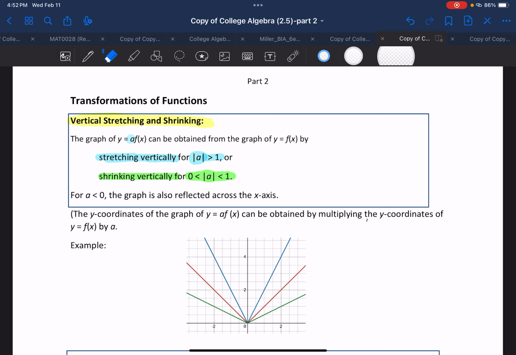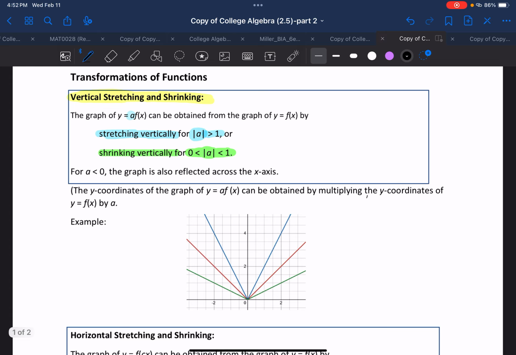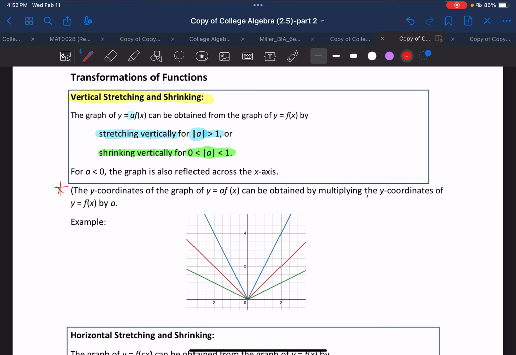Okay. And then algebraically, we can also determine what the new points will be using this little note here. This says that the y-coordinates of the graph, only the y-coordinates, the x-coordinates will still stay the same, can be obtained by multiplying the y-coordinates of the original base graph by a factor of a, whatever that number a is. So let's look at an example.